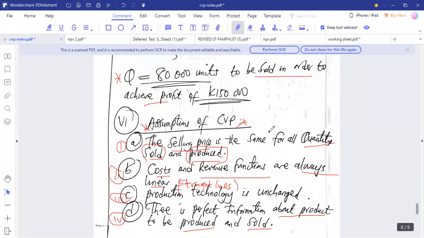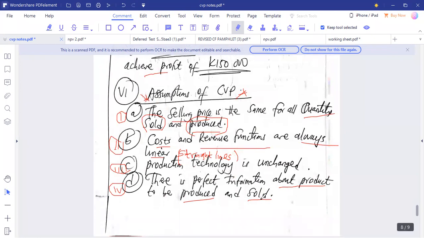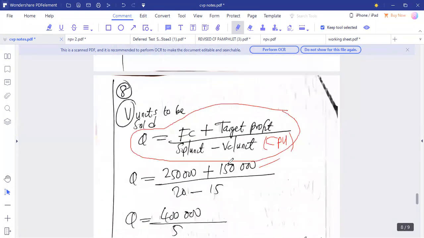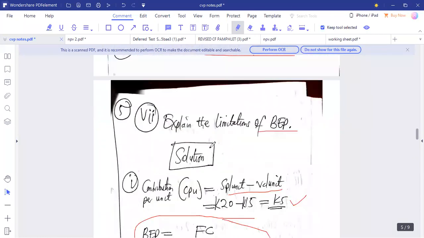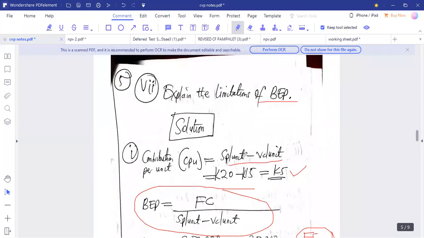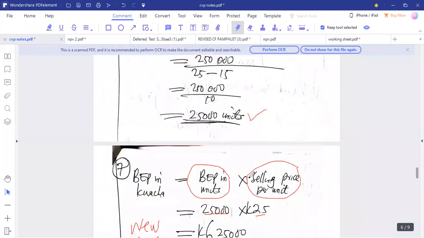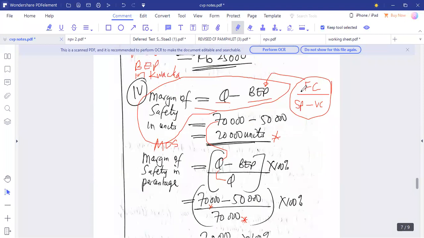Now, the assumptions of CVP. I explained that the selling price is the same for quantity sold and produced. That's the number one assumption. Cost and revenue functions are always linear. Production technology is unchanged, and there is perfect information about the product to be sold and produced. Then the limitations: for a break-even point, the first is that it changes depending on whichever parameter changes, either the fixed cost or the selling price or one of the other parameters, then it is affected.